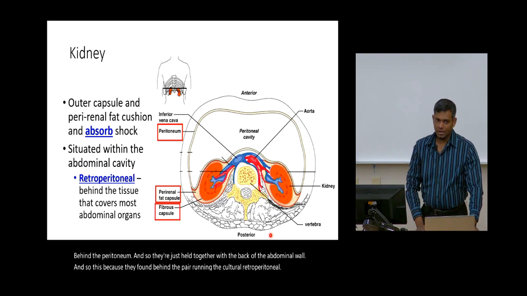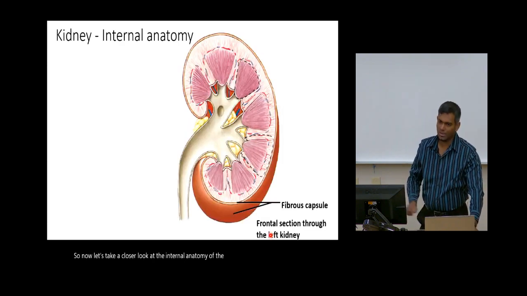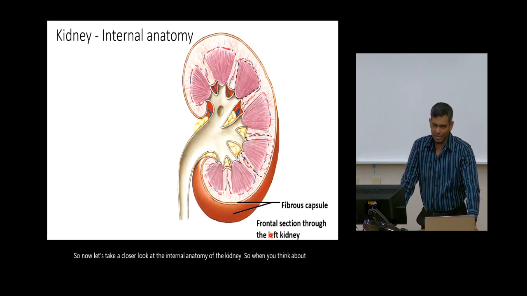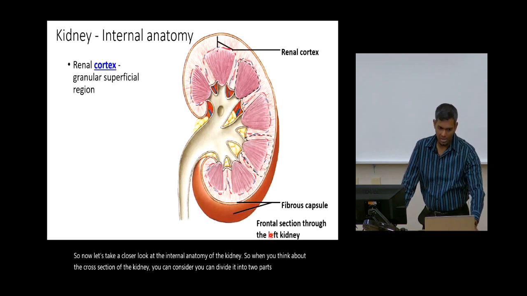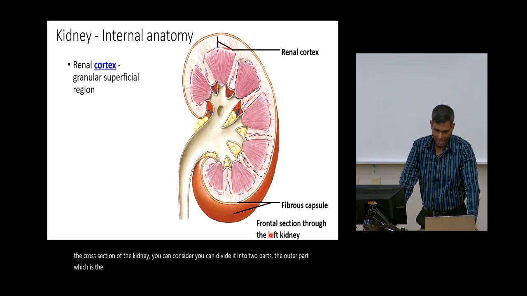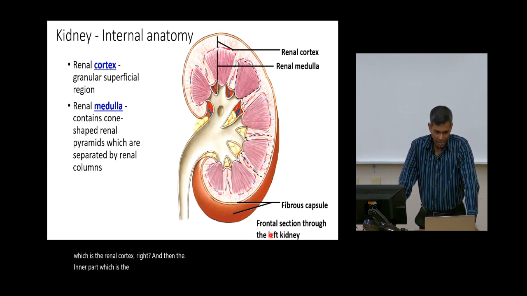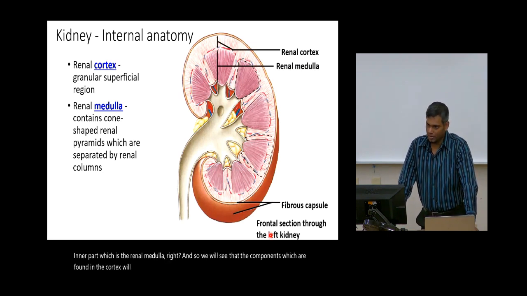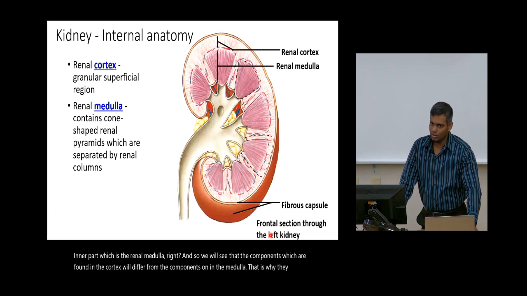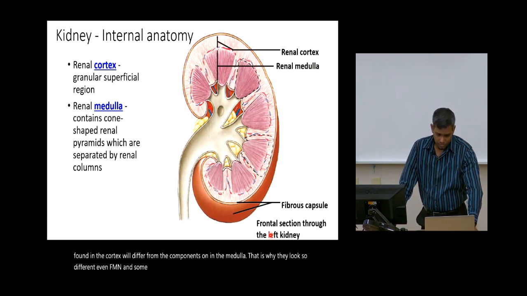So now let's take a closer look at the internal anatomy of the kidney. When you think about the cross section of the kidney, you can divide it into two parts: the outer part, which is the renal cortex, and then the inner part, which is the renal medulla. And we will see that the components found in the cortex will differ from the components found in the medulla. That's why they look so different, even from an anatomical perspective.